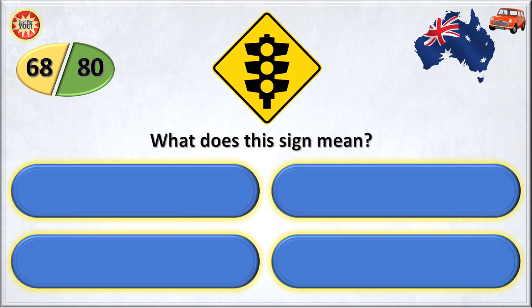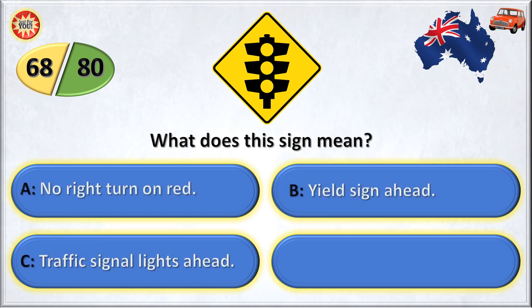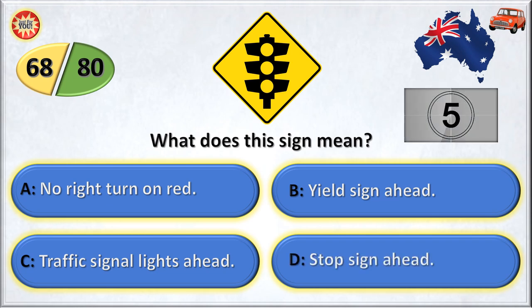What does this sign mean? No right turn on red. Yield sign ahead. Traffic signal lights ahead. Stop sign ahead. Traffic signal lights ahead.